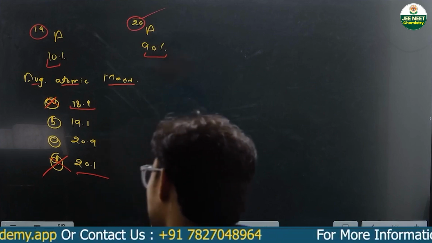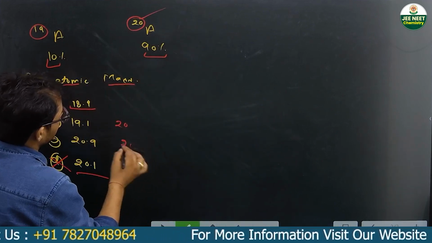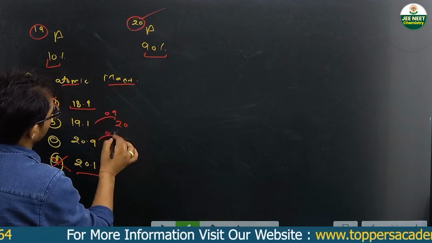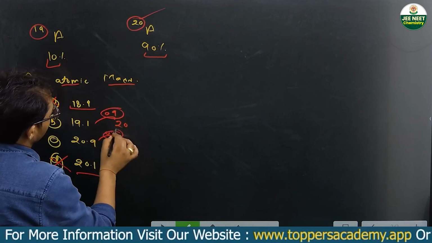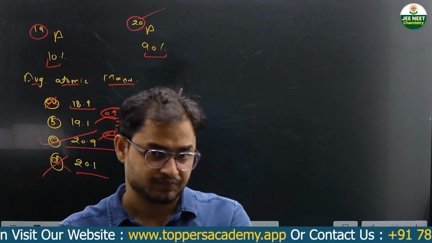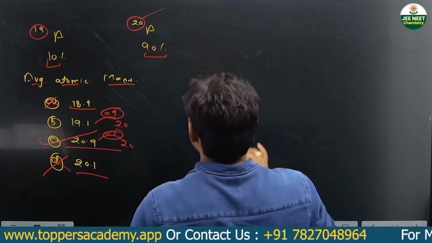So we have to see the closeness to 20. One option has a 0.9 difference, the other has a 0.1 difference. So 0.1 means it is very close. That means this will be the answer. C option will be the answer. 20.9 will be the answer.